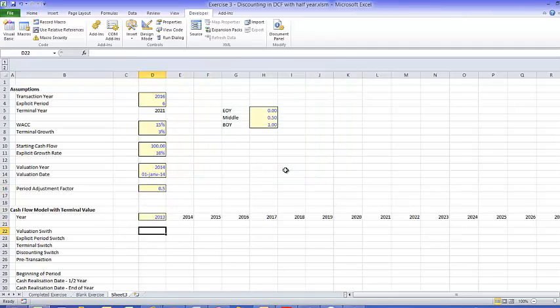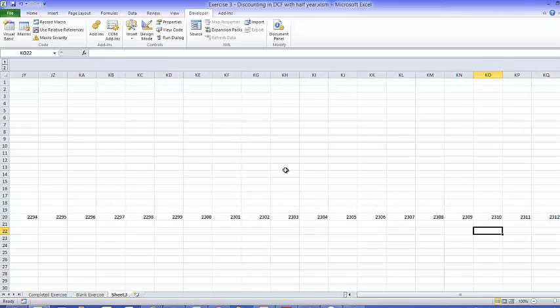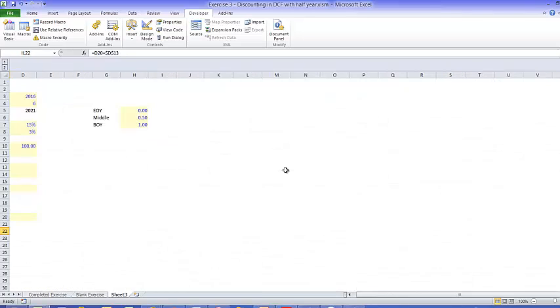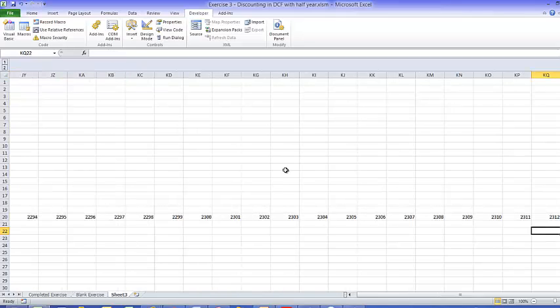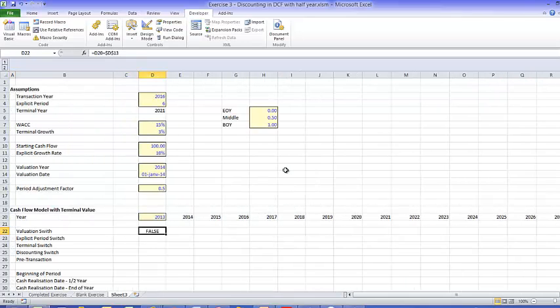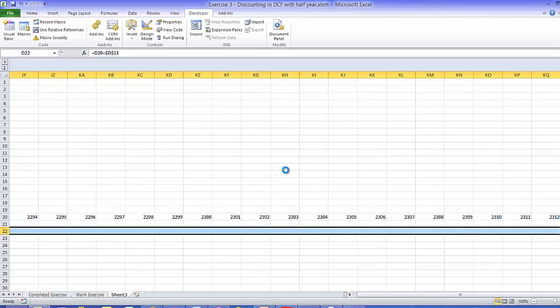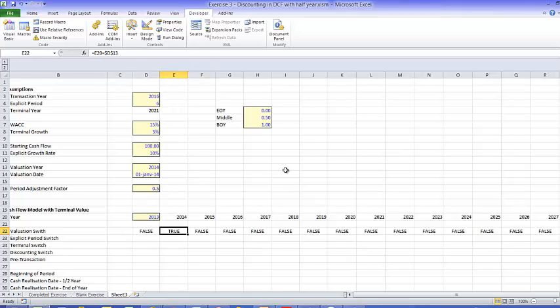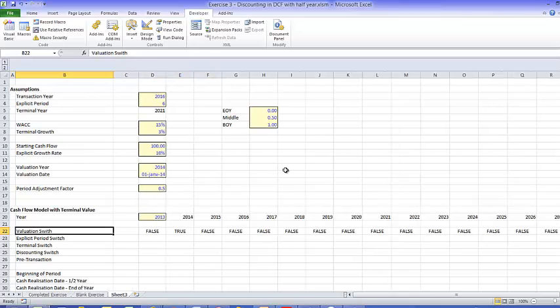Now the valuation switch. This is simply, we take this year and we just put an equal sign to the valuation year. Some people might want a range name here. Now let me see how this works. We went all the way out to the year 2312. We went out 300 years. I did that with the shift control right arrow, shift alternate right arrow. Okay, now hopefully we have one true here, you know.